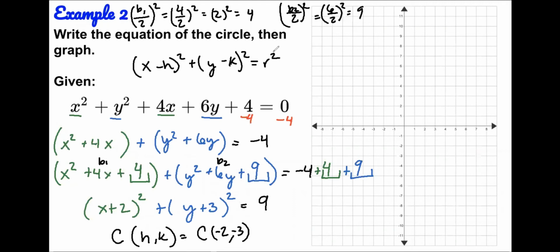And r would always be the square root of what is shown in the equation. In this case, our equation says that r squared is the constant on the right side. So r squared in this equation is 9. I do have to take the square root of both sides, and we only take the positive value, which is 3. So our radius is 3. Let's go ahead and graph our point. Negative 2, negative 3. My radius is 3, so I go 1, 2, 3 up, 1, 2, 3 to my right, 1, 2, 3 to my left, 1, 2, 3 down.